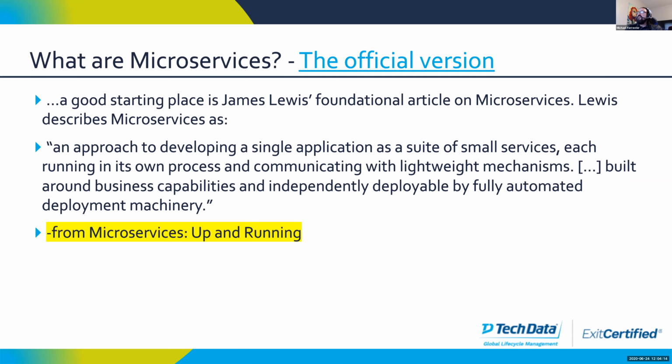But a good starting place is James Lewis's foundational article on microservices, where he described microservices as an approach to developing a single application as a suite of services, not just a single process, but a suite of services. Each of these services runs in its own process and communicates with lightweight mechanisms. Nowadays that would be APIs, RESTful services, right? And these individual services that make up this application suite or product each are centered around single business capabilities, such as billing or profiling or presentation layer, and they're independently deployable by fully automated deployment machinery.